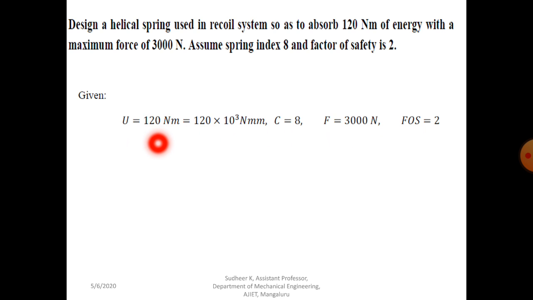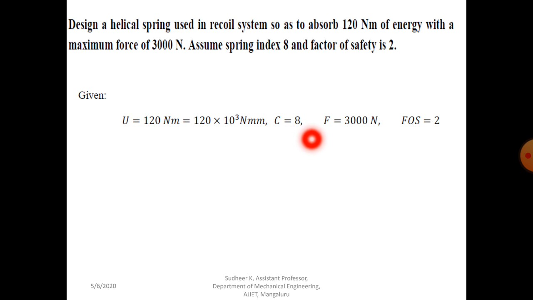Energy is 120 Newton meter. We need to convert it into millimeter, so that's why we have to multiply with 1000, so that you'll get 120 into 10 to the power 3 Newton millimeter. So energy is denoted as U in your data book. U is nothing but energy absorbed. That is one of the important things. It's also called resilience of the spring, or work done by the spring.